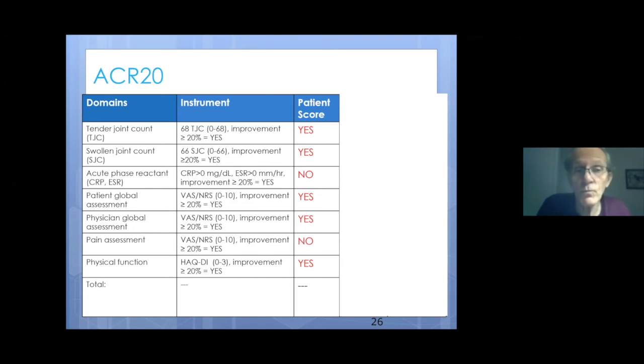Received no, not reaching the 20% improvement for acute phase reactant. Yes on patient global assessment. Yes on physician global assessment. No on pain assessment. And the physical functioning received the yes.